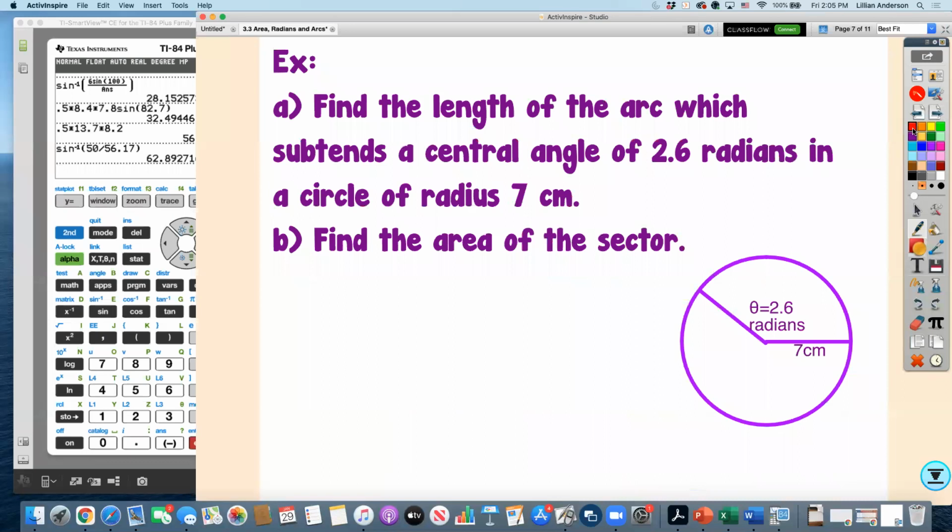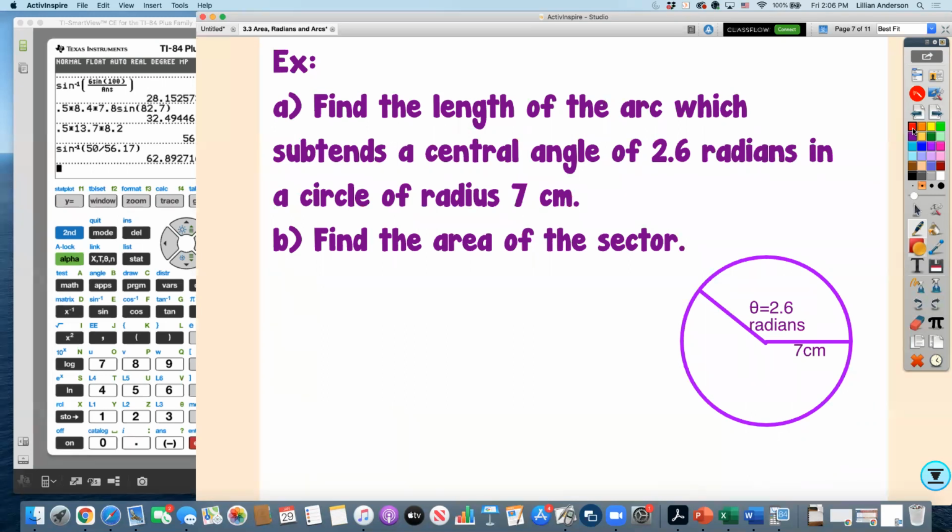Okay, so let's look at a few examples that deal with arc length and sector area. And then we're going to look at refreshing your memory on how to convert from degrees to radians, just in case you're ever given a problem that gives you your angle in a circle as a degree versus a radian. So remember, to use either of those two formulas, you are going to need the angle as a radian.